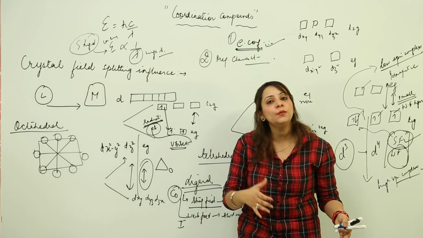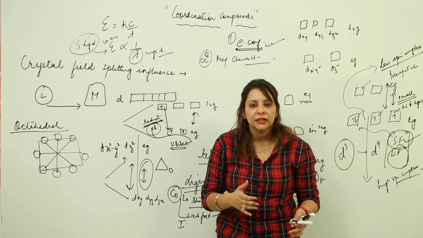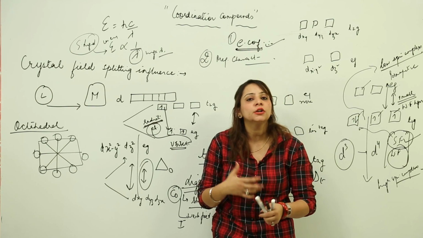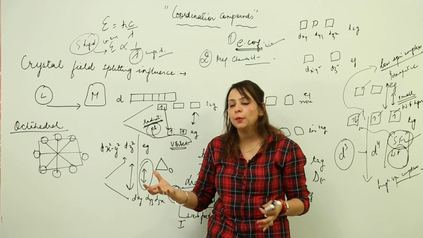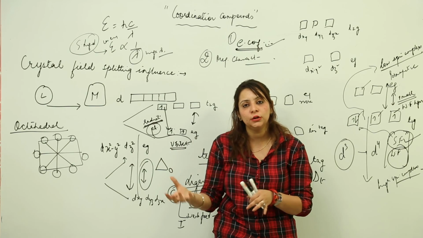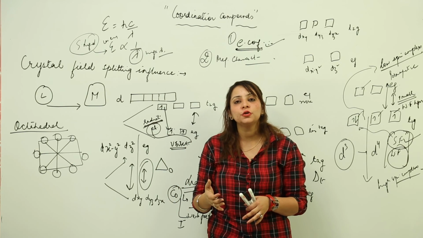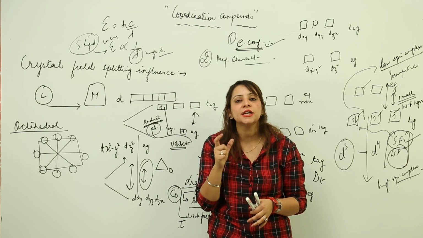And you know that the color which is emitted is always a complementary color. This you have to keep in mind, because it's not that if it is absorbing certain radiations, it is going to emit those. No, the color is obviously going to be the complementary of the radiation which has been absorbed by it.